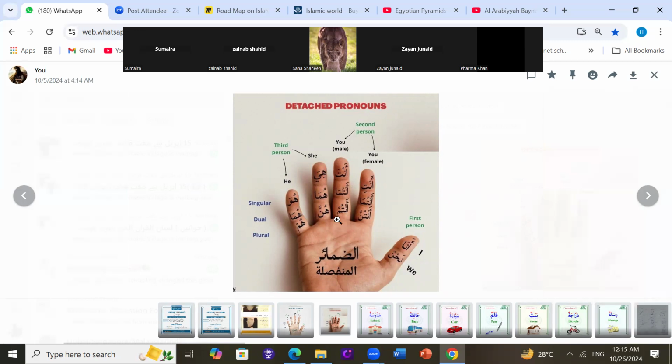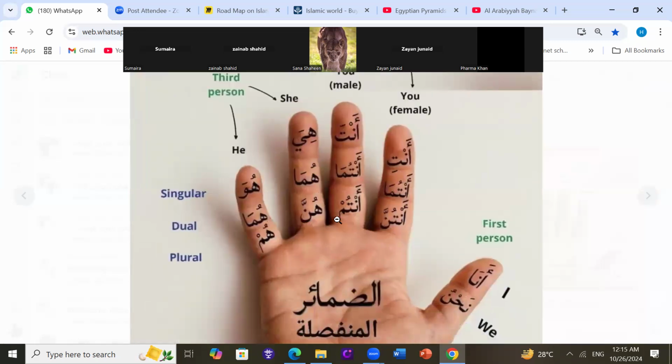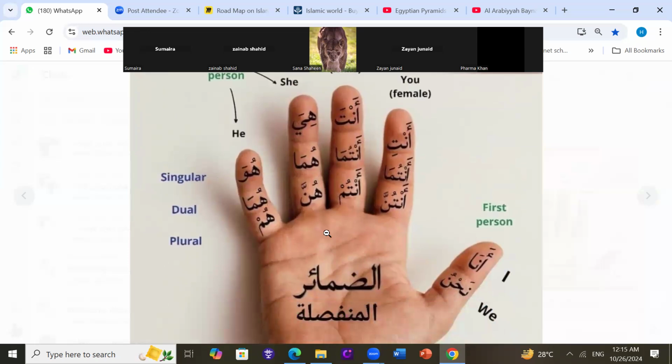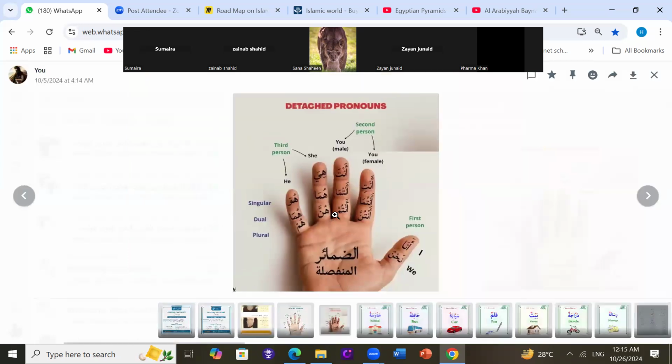Let me know if you still want it, so I will see. All of you have learned all of the things. Who will tell me the complete detached pronouns with the sequence? Yes, anybody? No, we have to start from huwa, huma, hum, hiya, huma, hunna, anta, antuma, antum, anti, antuma, antunna, ana, nahnu. This sequence you guys have to follow.